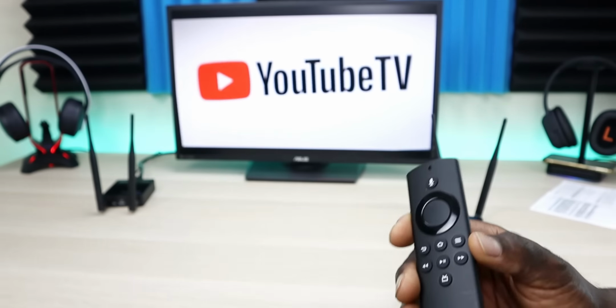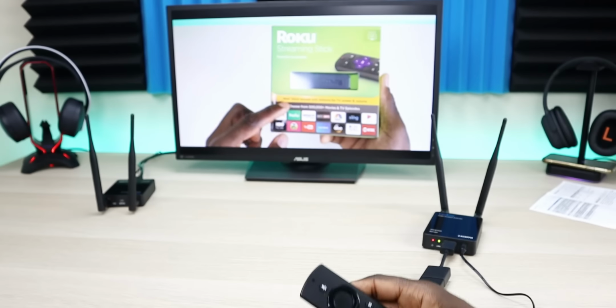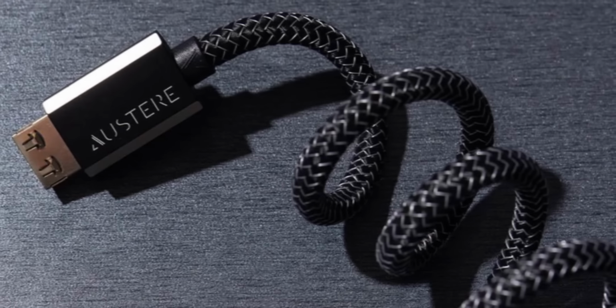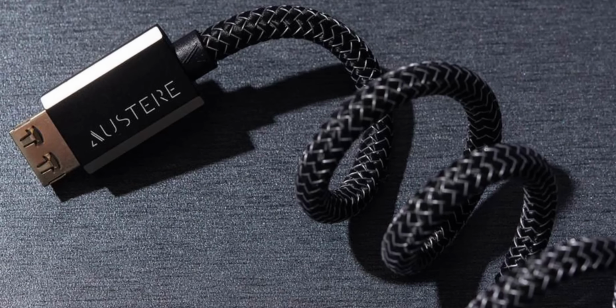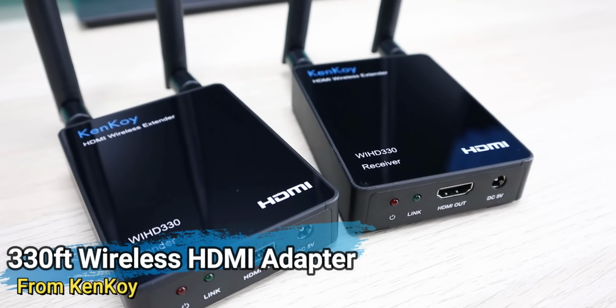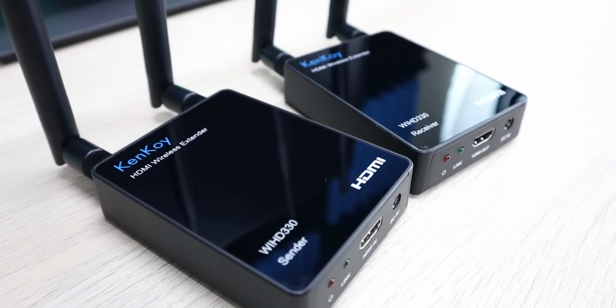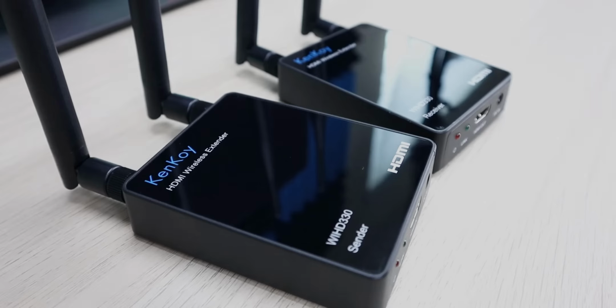So this can come in handy for a number of different reasons. The biggest one is that I get to get rid of that HDMI cord that always seems to get in the way. So today we're taking a look at a 330-foot wireless HDMI extender. This is from Kenkow. No affiliation. This is not a sponsored review. Just saw it on Amazon. It was one of the cheapest ones available, so I figured I'll go ahead and give it a test.